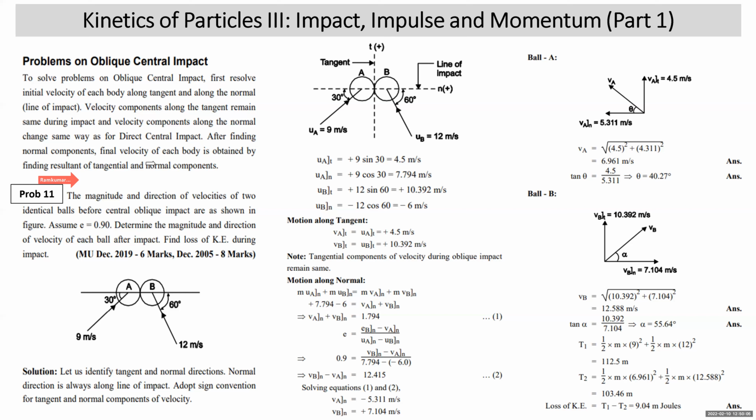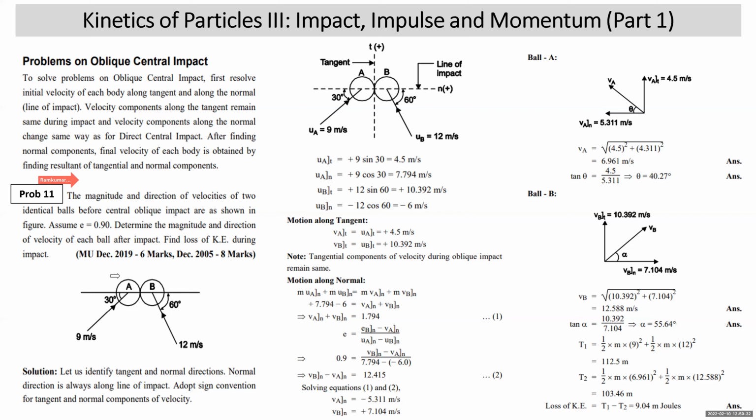Now question number 11. The magnitude and direction of the velocity of the two identical balls before central oblique impact are as shown. The coefficient of restitution e is 0.9. Determine the magnitude and direction of the velocity of each ball after impact. Find the loss of kinetic energy during impact. This is ball A, this is ball B. Initial velocity of ball A is 9 meters per second at 30 degrees. 12 meters per second is the velocity of ball B at 60 degrees.